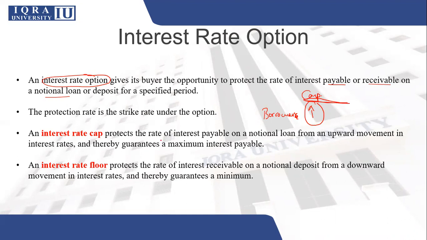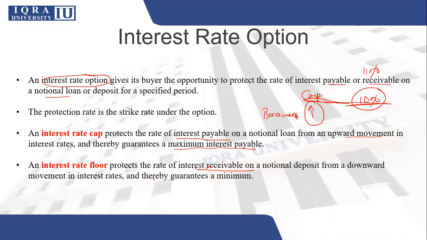So you can see that it says the interest payable on a notional loan from an upward movement. So you're talking from a borrower's perspective that an interest rate cap would be feasible for him because that would guarantee a maximum interest payable. For example, if the maximum interest payable is set at 10%, this is the cap. Now, if KIBOR goes to 11%, because there is a cap, the maximum interest still paid by this borrower should be 10%.